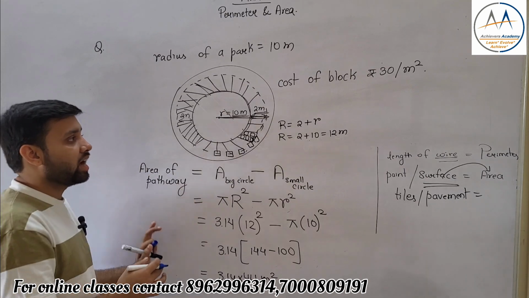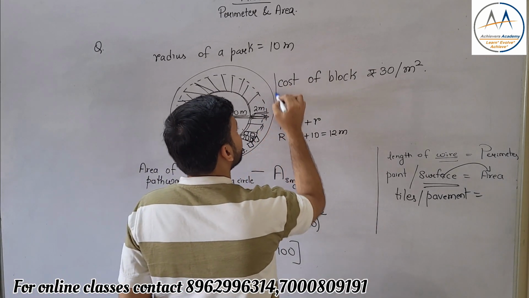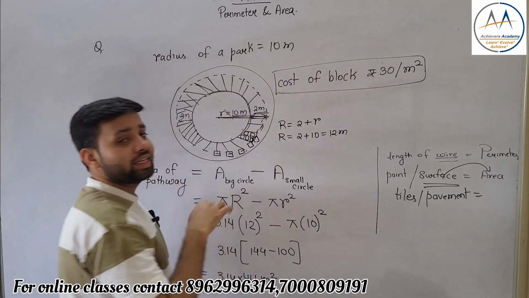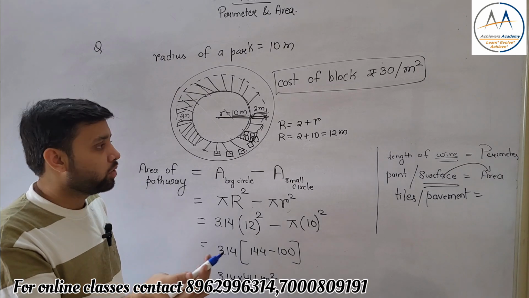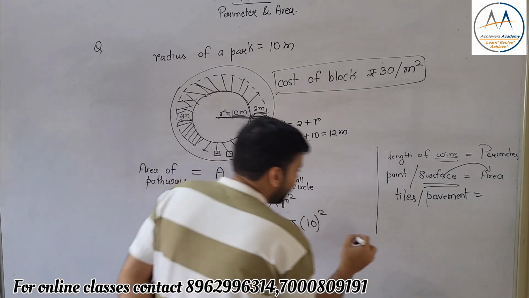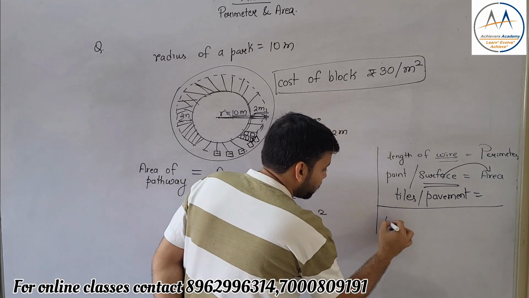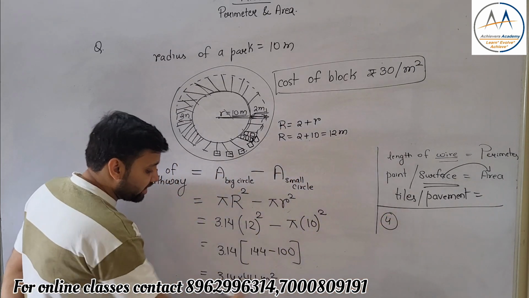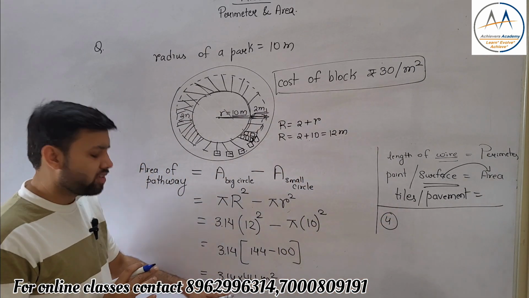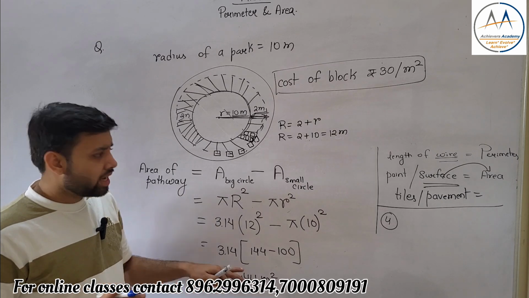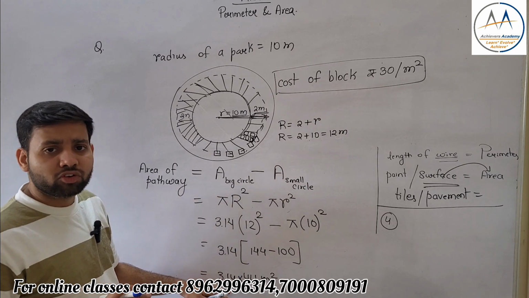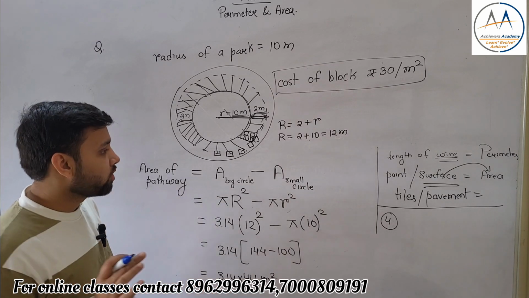Then this is the area, but the cost of the block rate will be going to be multiplied. So again, read the question. Fourth important point, the common mistake children do is they will write this as a final answer. I will not go into the multiplication part. You can easily multiply 314 into 44 and put the 2 decimal from the last.